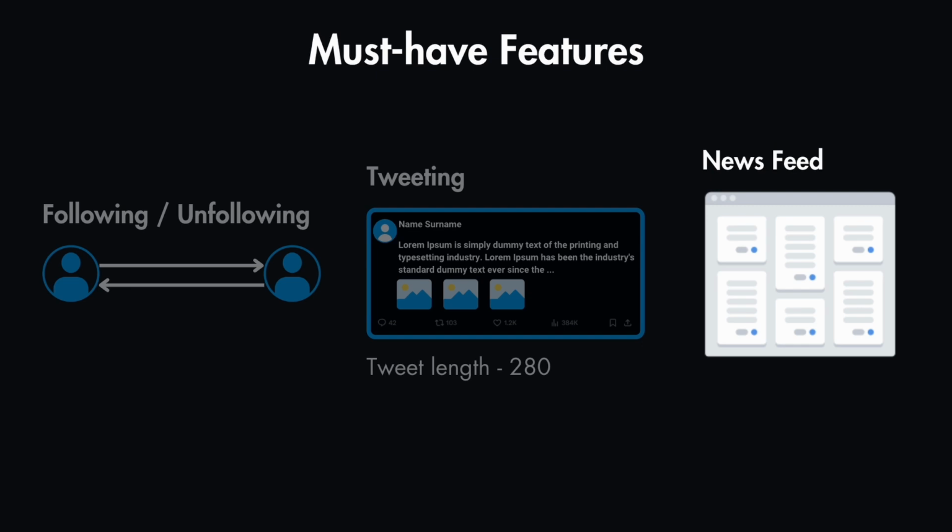We will also support the newsfeed. Users need to see tweets from other users they follow. And on X, for example, we have the For You and Following feeds. The For You feed is a bit algorithmic, while the Following is just showing the tweets of people that you follow. And we will only cover this type of feed in our system design.